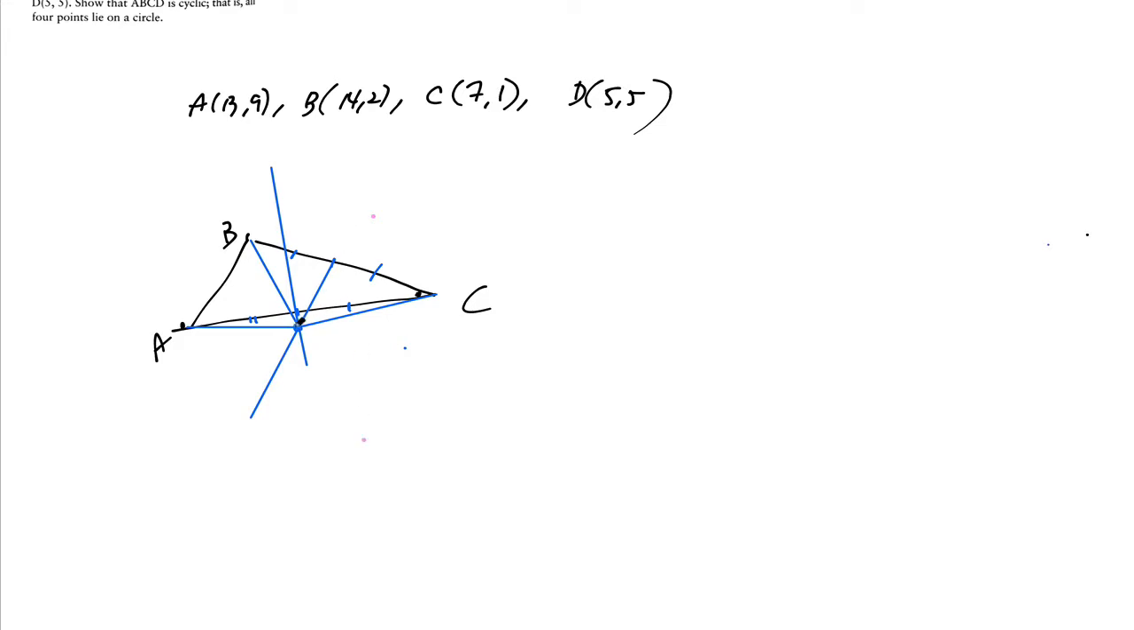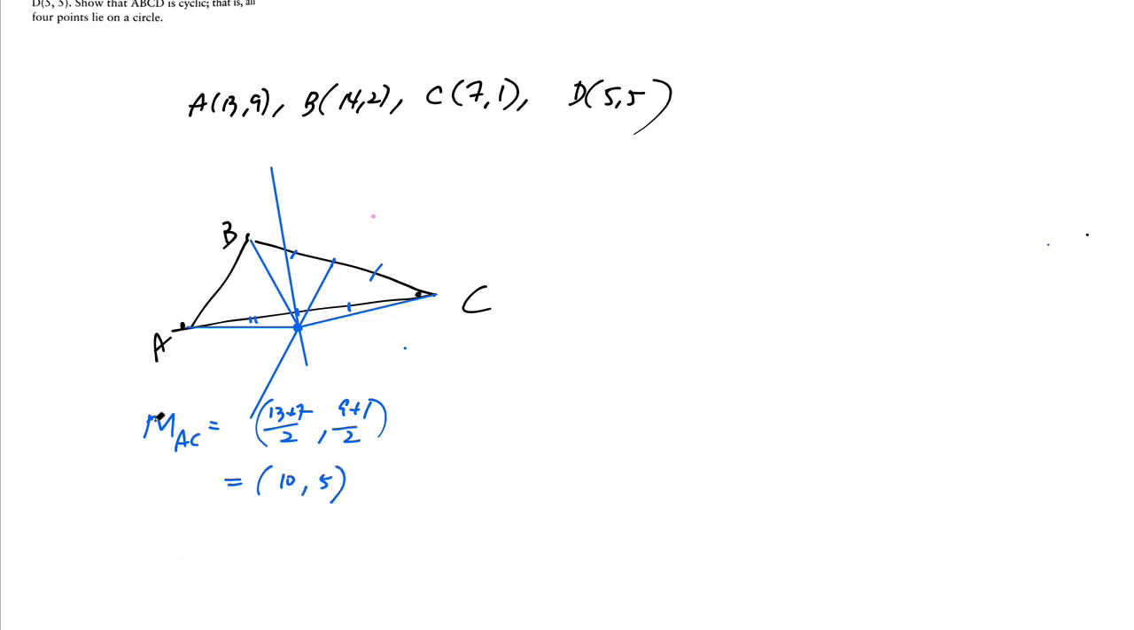But let's find this. Once you find this point, we can easily verify whether this is also on the circle or not, once you get the equation of the circle. So begin by finding the midpoint of AC. Midpoint of AC is (13 plus 7) divided by 2, (9 plus 1) divided by 2. So that's 10 and 5.